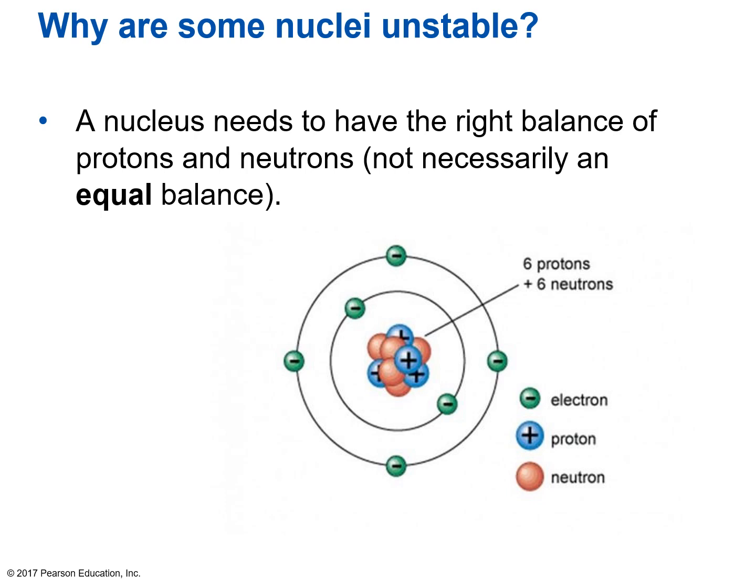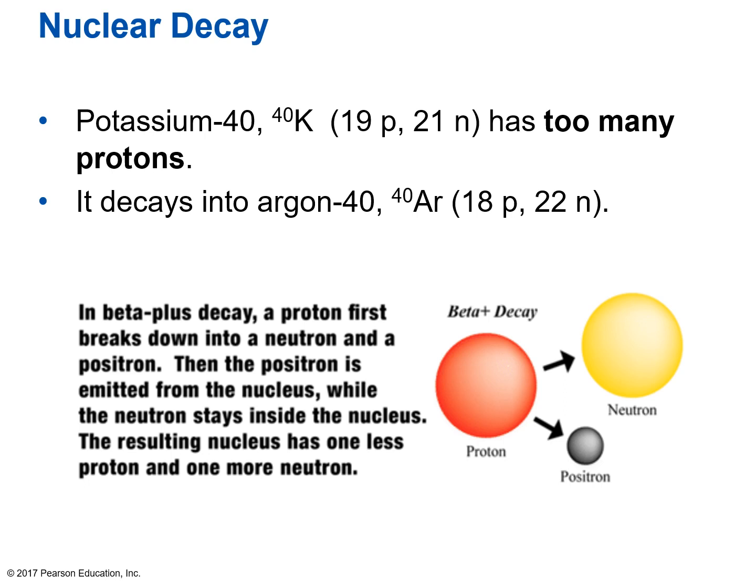Why are some nuclei unstable? A nucleus needs to have the right balance of protons and neutrons. And as I said before, it's not necessarily an equal balance, although that's usually true for the smaller atoms. Now, when a nucleus is prone to falling apart, we call that decay. There are a few different ways that it might decay.